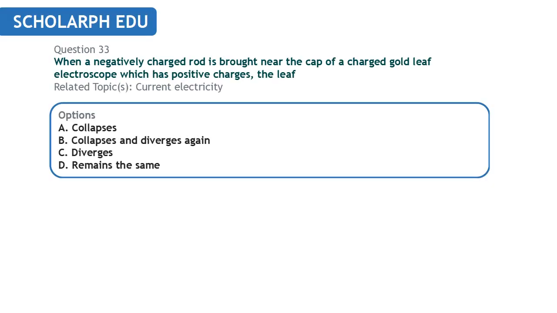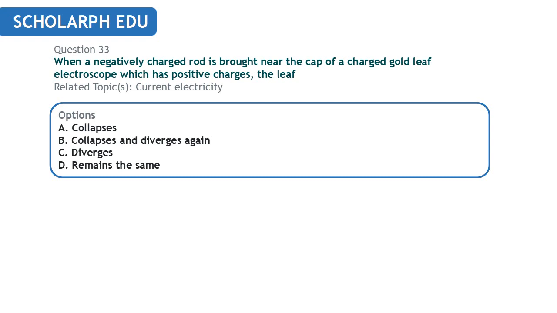Next, on current electricity: when a negatively charged rod is brought near the cap of a charged gold leaf electroscope which has positive charge, the leaf... So when you are using the gold leaf electroscope to test for the charge on an object, and you bring that object close to the cap, the leaf is going to diverge if the charge on the leaf and the charge on the object you are bringing close to it are opposite. But if they are of the same charge, there's going to be closing up of the leaf.